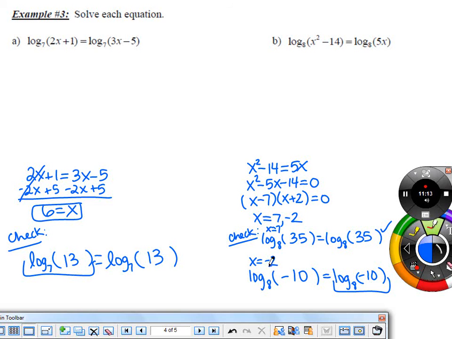So it's not that the 2 was negative that made this an extraneous solution. It's more that when I plugged it into the equation, it created something that's not calculatable. Therefore, the negative 2 is extraneous. And I'm just going to keep the 7 as my solution.